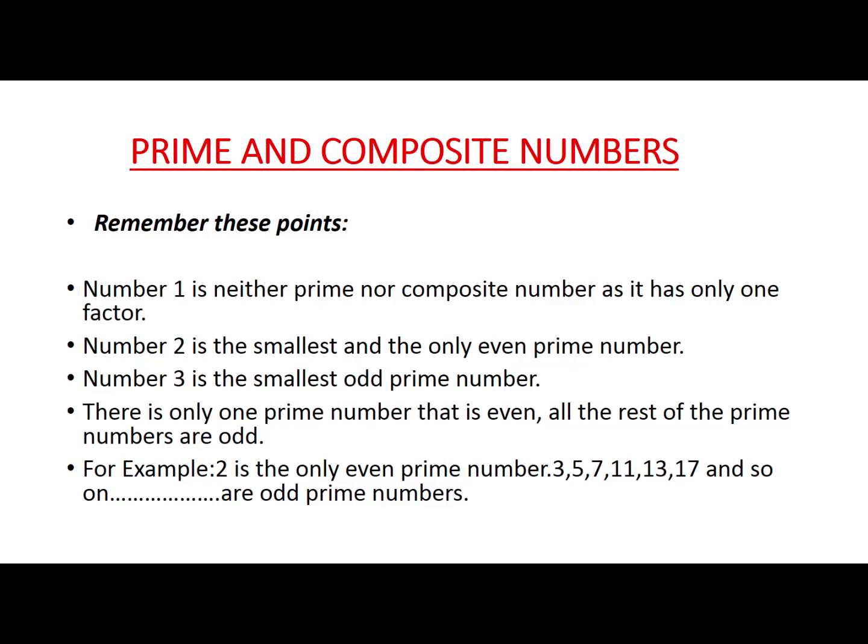Next, there is only one prime number that is even. All the rest of the prime numbers are odd. It means 2 is the only prime number that is even and all the other prime numbers are odd numbers. Students, I hope you all clearly understand what even and odd numbers are. For example, 2 is the only even prime number. 3, 5, 7, 11, 13, 17 and so on are odd prime numbers.